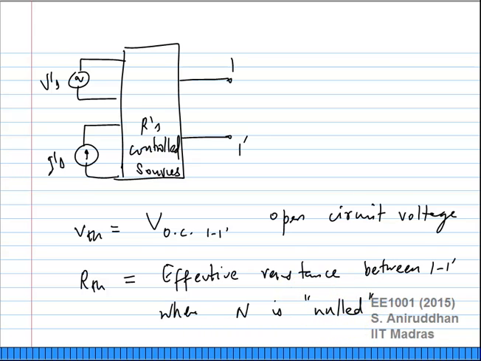when N is nulled. When I say N is nulled, all of these independent voltage and current sources are set to 0. What happens when you set an independent voltage source to 0? You short circuit its two terminals. What happens when you set an independent current source to 0? You open circuit those two terminals. Then you have a network consisting of just resistors and some control sources. Now you need to find the Thevenin resistance between some two terminals 1 and 1 prime.